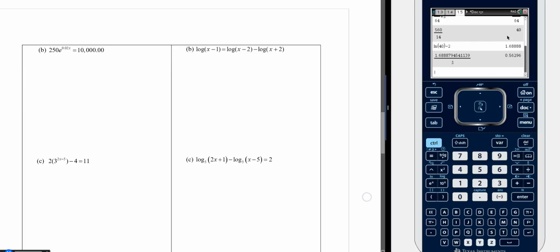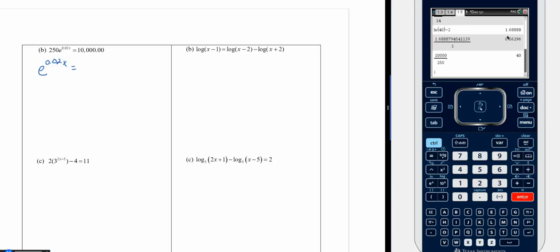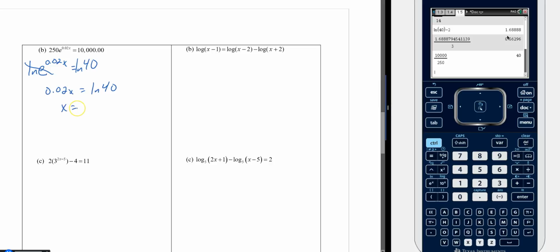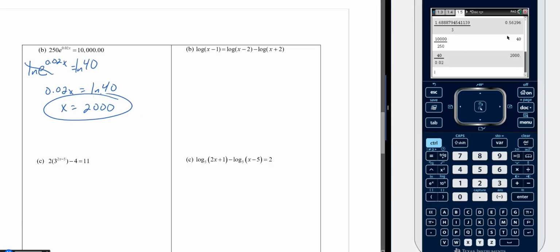Moving on, more solving. So I'm going to divide by 250 for part B. e to the 0.02x is equal to 10,000 over 250, which is 40. Take the natural log of both sides. 0.02x is equal to the natural log of 40. Divide by 0.02. And we get 2,000. We can go ahead and do C.